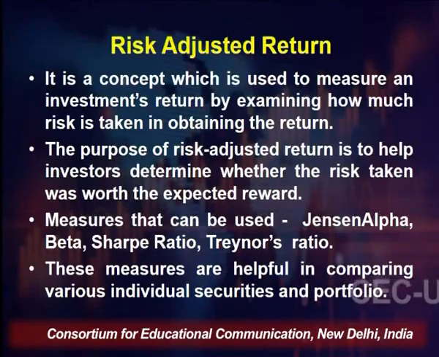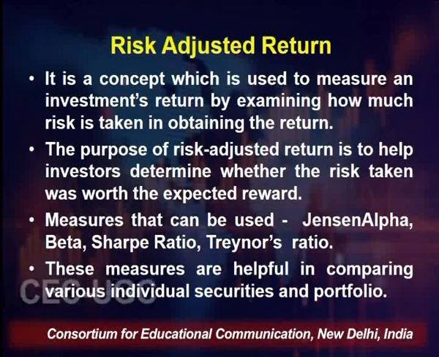So for that very purpose, we calculate risk-adjusted return: how much return the investor is getting for each unit of risk taken. There are methods of measuring risk-adjusted return. We call it Jensen alpha, beta, Sharpe ratio, Treynor ratio. Basically, we talked in terms of alpha, Sharpe ratio and Treynor's ratio. These measures are helpful in comparing various individual securities and portfolios.